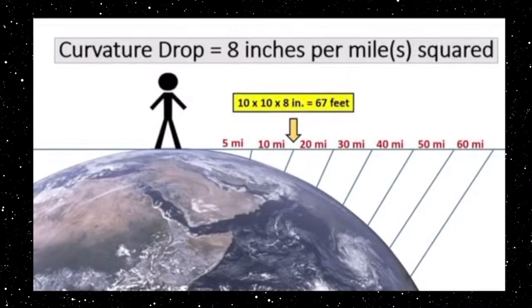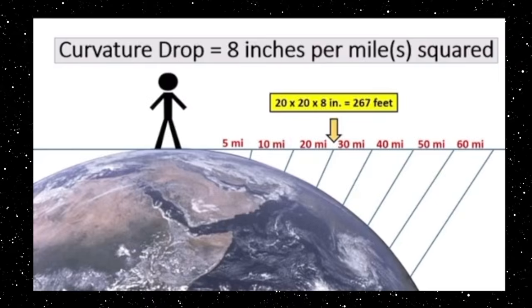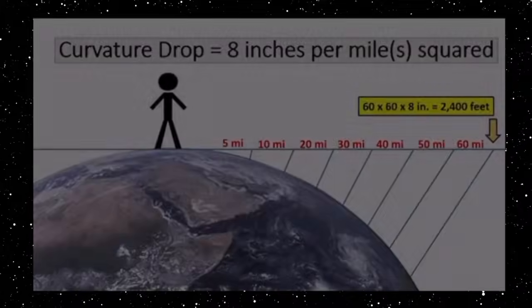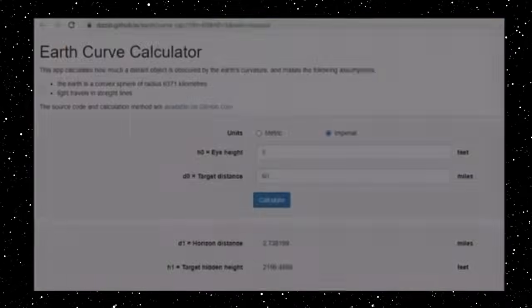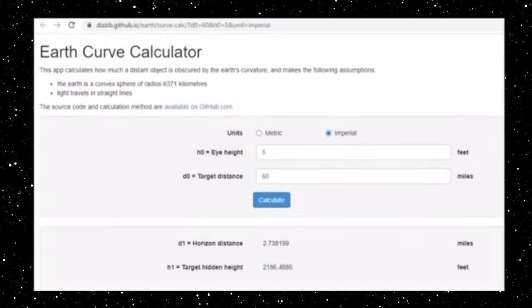At just 10 miles, there should be a measurable curvature drop of 67 feet; 20 miles, 267 feet; 60 miles, 2,400 feet. To calculate what amount should be hidden behind the alleged globe bulge, you can use an online calculator like this one. We can prove that this curvature does not exist.